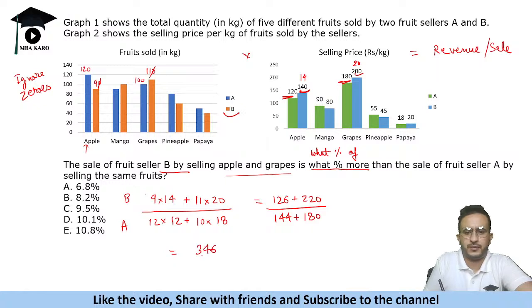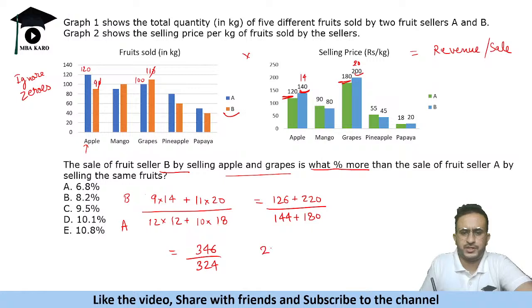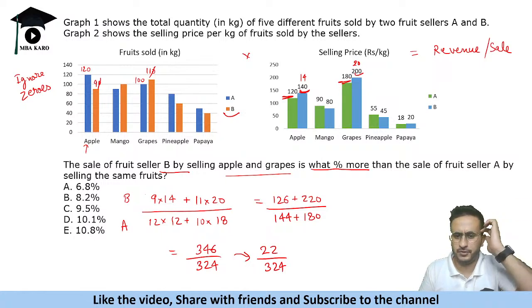This is 346 अपॉन 324. ठीक है, आप यहाँ पे what percent of मतलब what percent more भी निकाल सकते हैं because यहाँ पे आप 346 बाई 324 करोगे that will be more time consuming than this. So this is 22 by 324. यहाँ पे सब्ट्रैक्शन इजी था so we did this way 22 by 324. अब ये कितना परसेंट होगा?